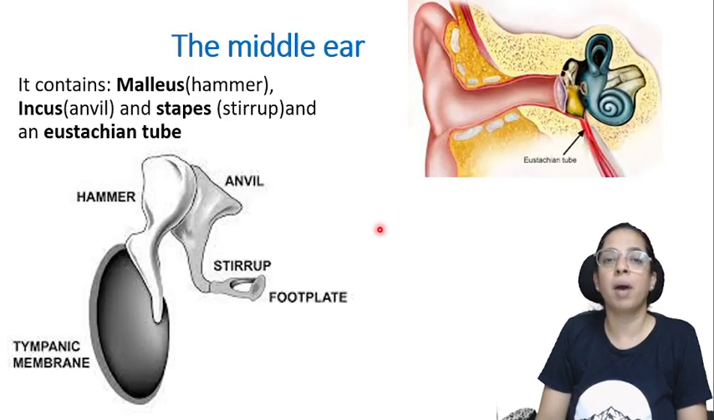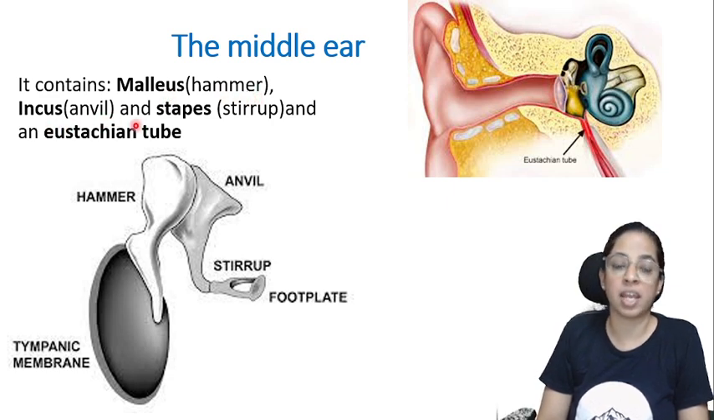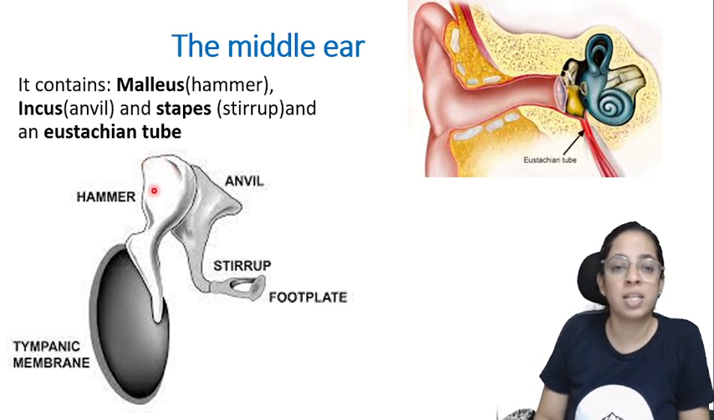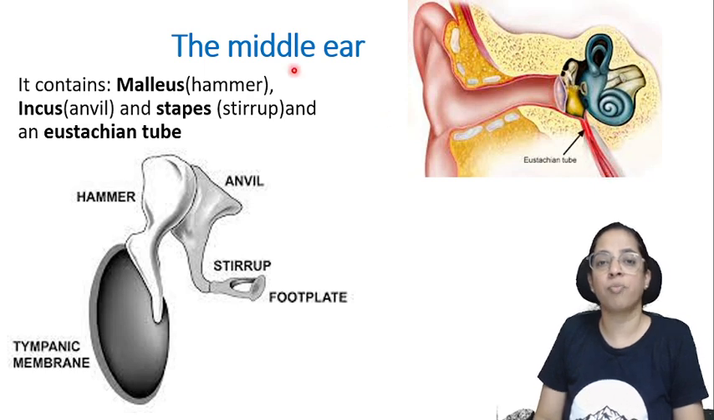Now let's talk about the middle ear. So it contains malleus, which is also known as hammer, incus known as anvil, and stapes known as stirrup, and a eustachian tube. So it consists of three little bones. Okay, this is malleus or hammer, this is incus or anvil, and this is stirrup. So along with these three and the eustachian tube, you can see here the eustachian tube. So all of them constitute the middle ear.